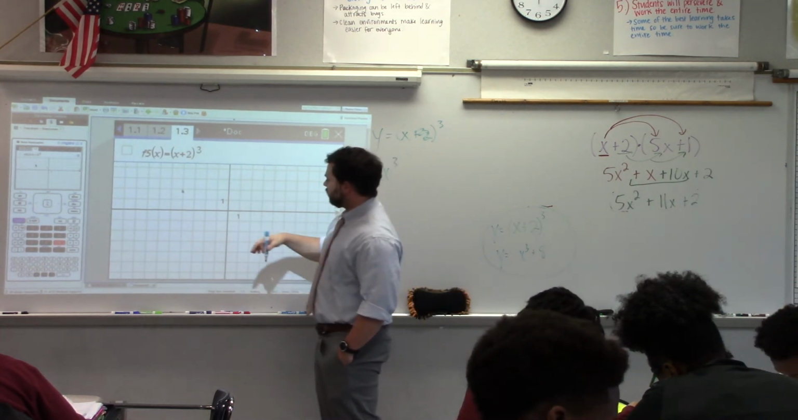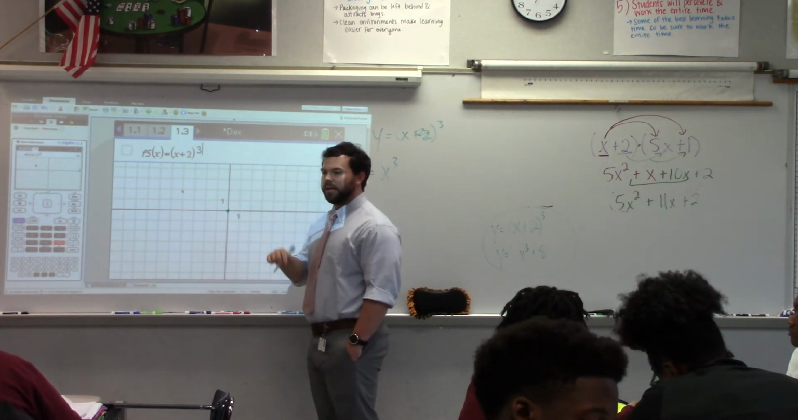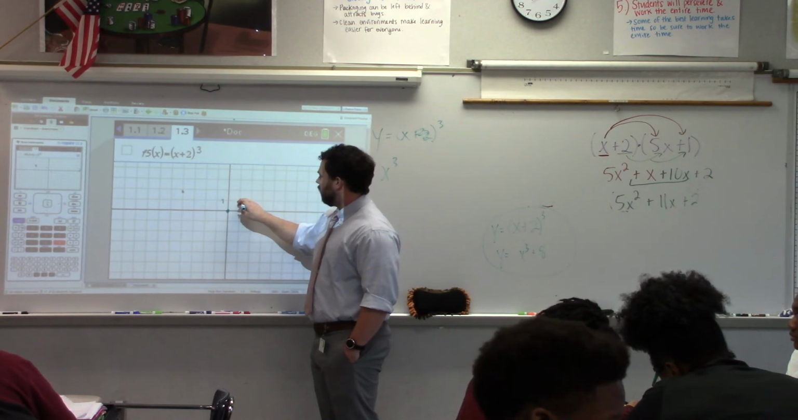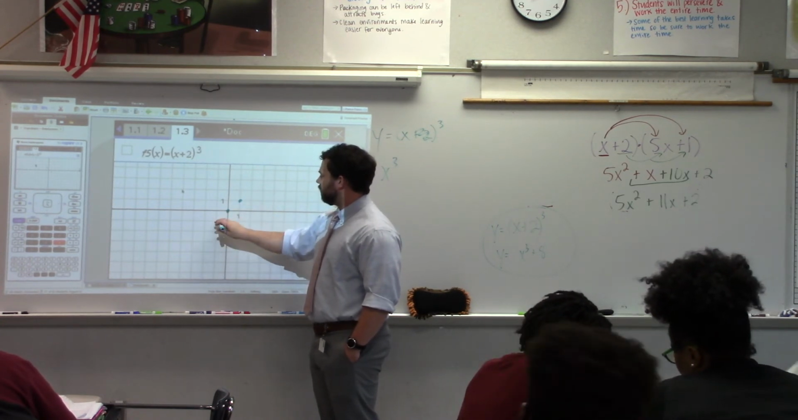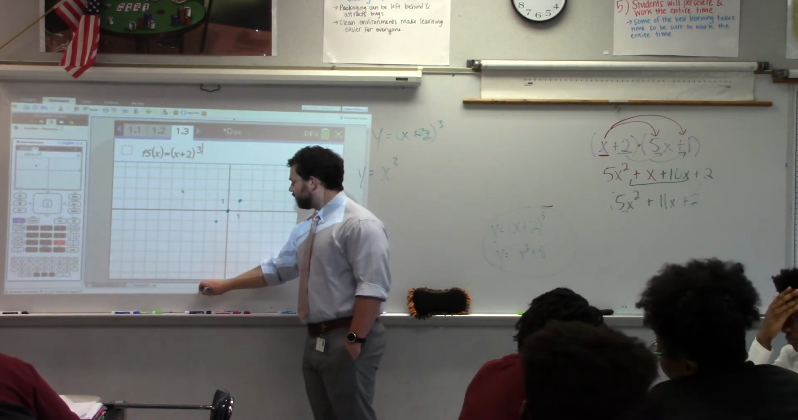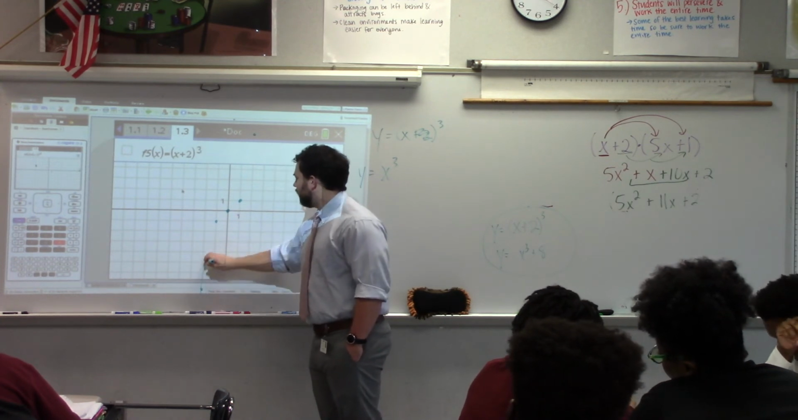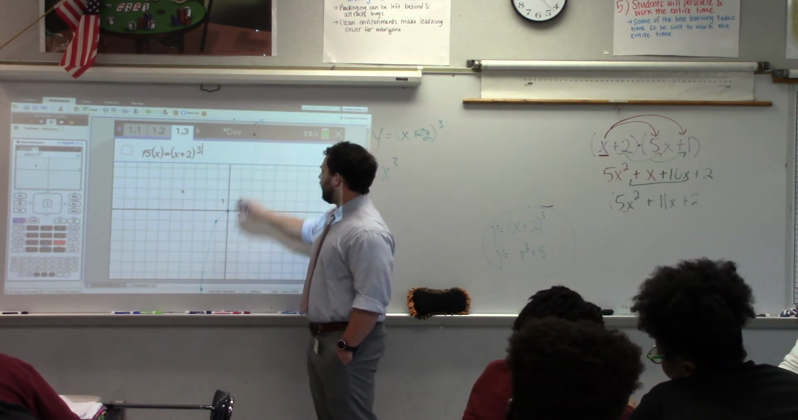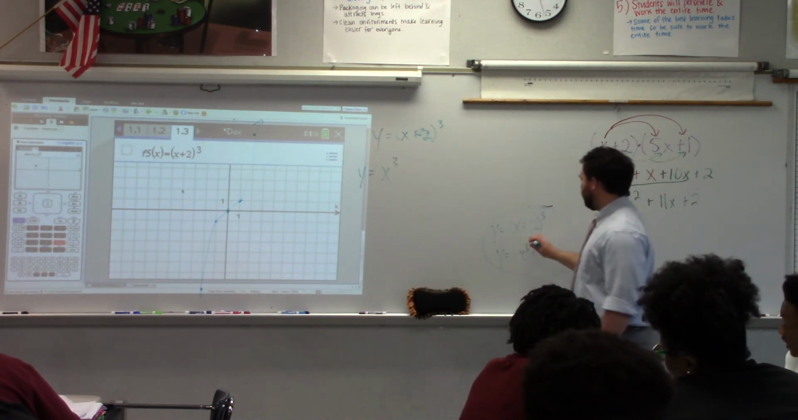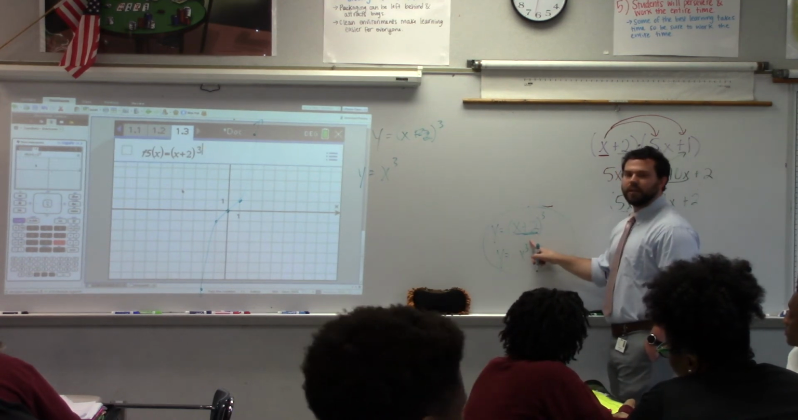Now I'm just going to quickly graph it. 0 cubed is 0. So an x value of 0 has a y value of 0. What's 1 cubed? 1. What's negative 1 cubed? Negative 1. Negative 2 cubed is negative 8, somewhere here. 2 cubed is a positive 8, somewhere here. That's my parent function. I bring this up because that's what x cubed looks like. I want you to think about this function. What has happened to this parent function right here?